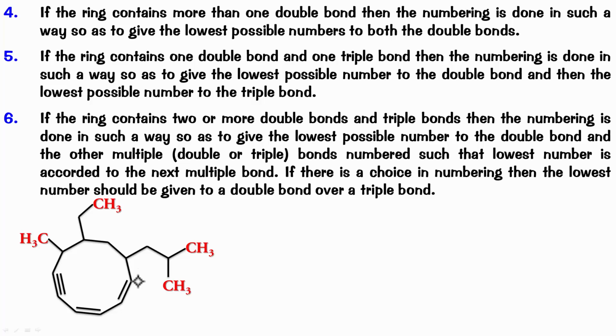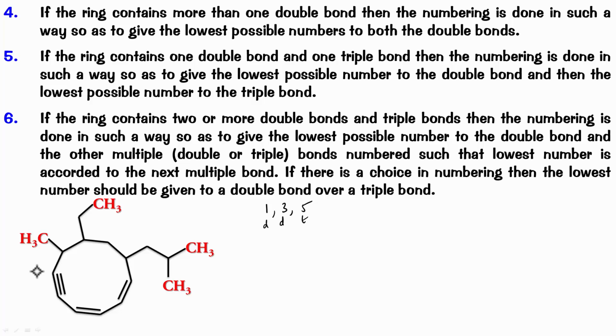I get 1, 2, 3, 4, 5, 6. So what are the numbers I'm getting? 1, 3, 5. And this is double, double, triple. Okay, so let's erase this and try something else.